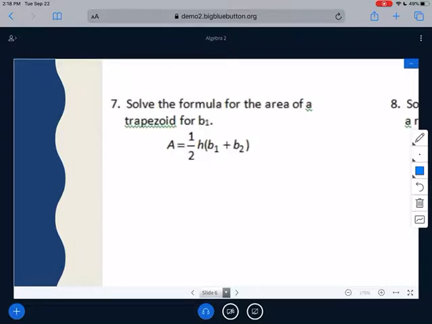Okay, in number 7, it's a little trickier. Now we don't have numbers, we're solving for letters. These are called literal equations because your answer is a literal answer. It's not a numerical answer. So if I have a fraction, I like to get rid of that to start. So the first thing I would do is multiply both sides by 2 to cancel my fraction.